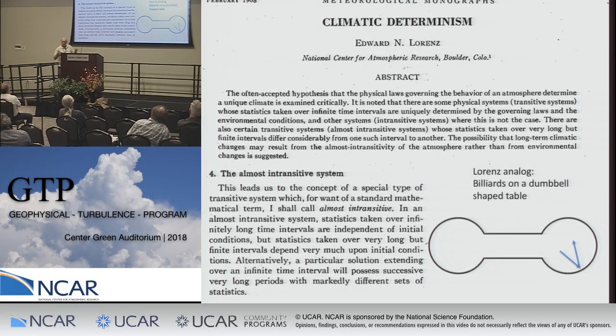Intransitive systems might have multiple attractors, okay? Multiple basins of attraction. And so if you take an initial condition that falls into one of the basins of attraction, you don't even know there's another basin of attraction. You're not getting a representative sample. An almost intransitive system has long periods in which it spends time in one basin or pseudo-basin of attraction and then switches over to the other basin of attraction. But these are long periods of time.